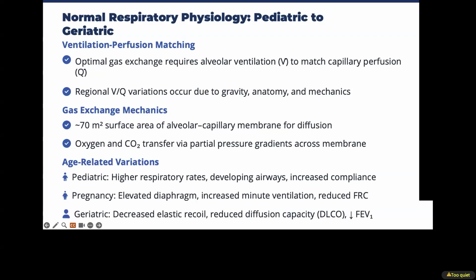Another variable we need to consider is what effect age plays. So in the newborn, the pregnant woman, the 90-year-old, for example: in pediatrics, the lungs are still writing this blueprint. The alveoli are fewer, the airways are narrower, the chest wall is softer, and compliance is high, but that means there's less structural stability. So there's a higher respiratory rate in children in order to maintain ventilation.